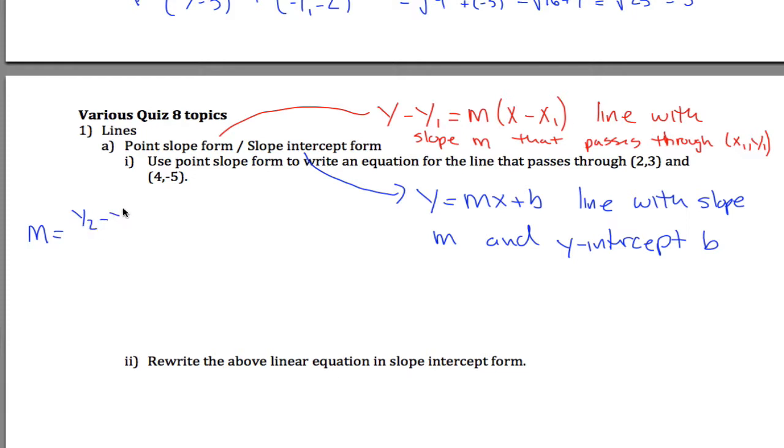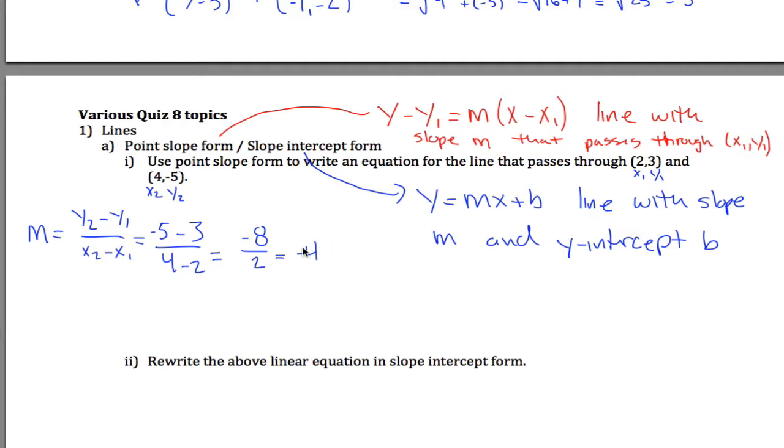Slope, as we saw above, is the difference in the y-coordinates over the difference in the x-coordinates. Rise over run, maybe you heard in another class. So if I arbitrarily name them x1, y1, and x2, y2, you can name them whatever you want. Then I can figure out the slope. y2 is -5, y1 is 3, x2 is 4, and x1 is 2. -5 minus 3 is -8. 4 minus 2 is 2. So what I get is a slope of -4.